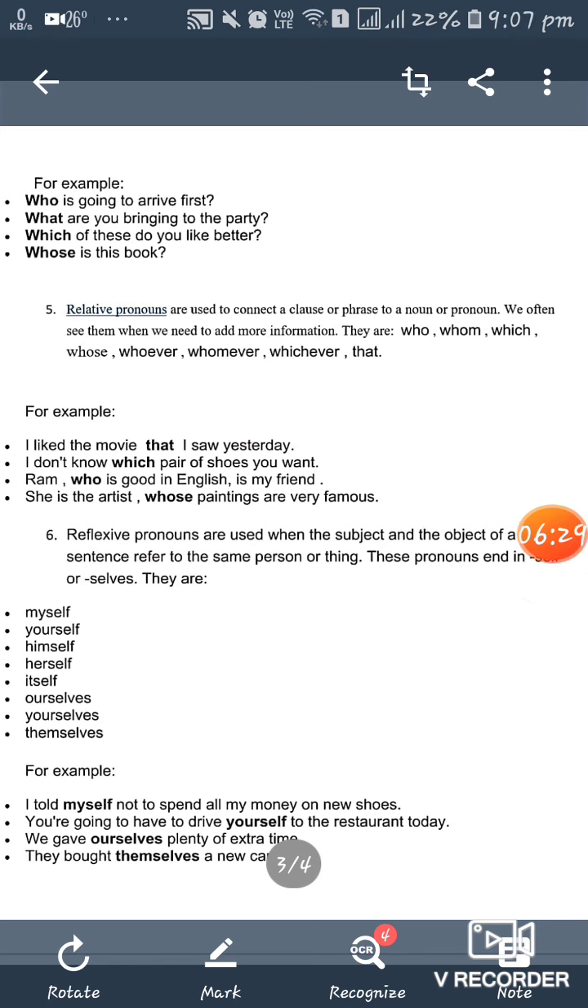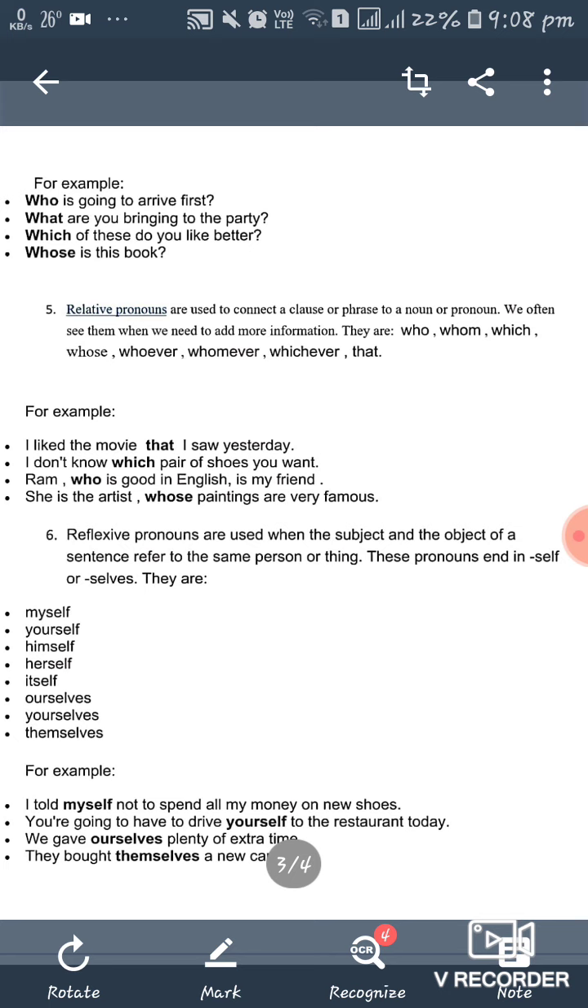Alright, let's read the definition. Reflexive pronouns are used when the subject and the object of the sentence refer to the same person or thing. These pronouns end in self or selves. One thing you have to keep in mind is that the doer and the receiver of the action will be the same person. That's why we say that the subject and the object of the sentence refer to the same person. That means the doer and the receiver of the action will be the same person.